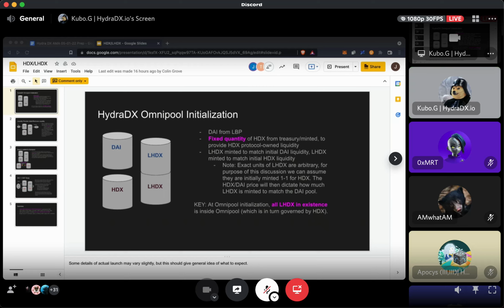Yeah, thanks everyone for coming. We'll start by just going through these 5 slides, just an overview of the Omnipool mechanisms and how LHDX and HDX work. So we want to just make sure we all understand that as a baseline, as a starting point for questions.